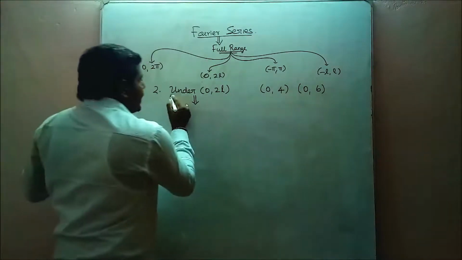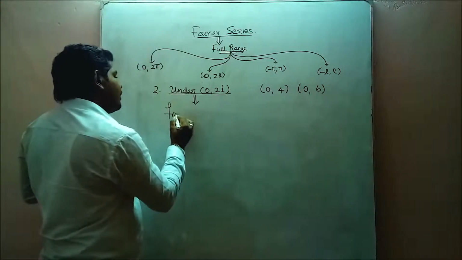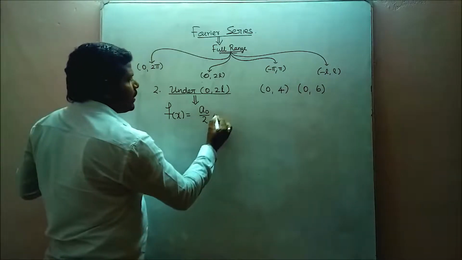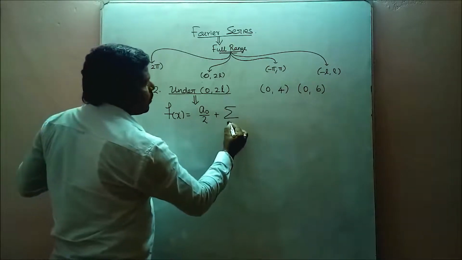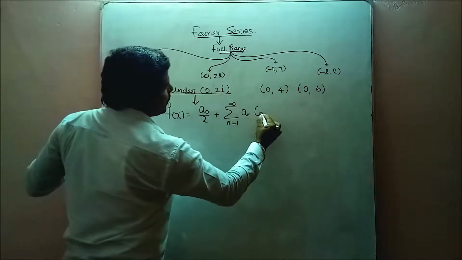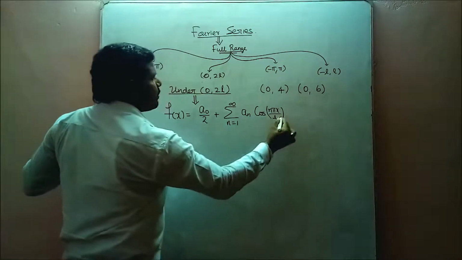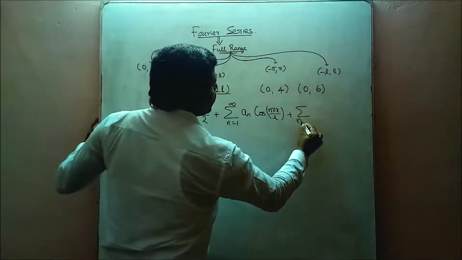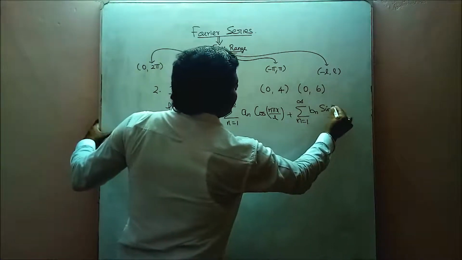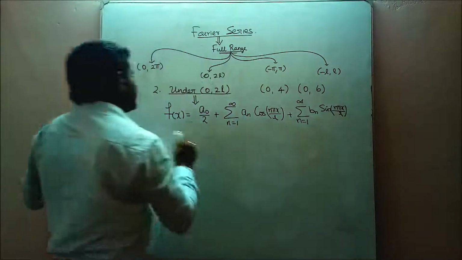Under this interval, the Fourier series is taken as f of x is equal to a0 by 2 plus sigma n is equal to 1 to infinity an cos n pi x by l, plus sigma n is equal to 1 to infinity bn sin n pi x by l. This is the Fourier series formula.